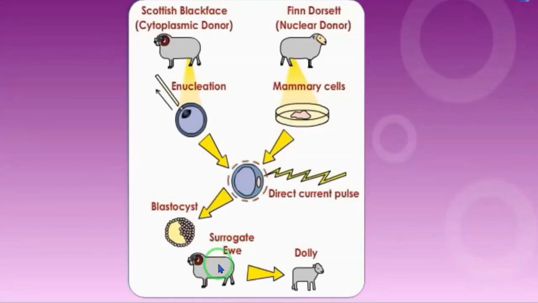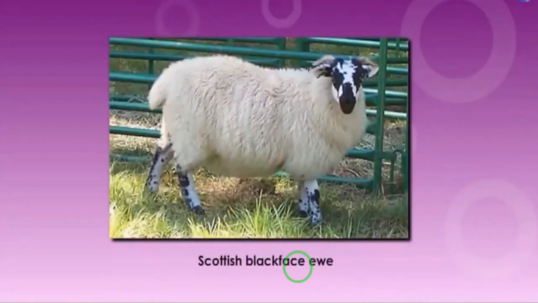Okay, children. So now development takes place inside the sheep. So at last Dolly was born. Dolly was a cloned sheep. Healthy Dolly was born. Have you got it, children? Understand? So this is the development of Dolly. The scientists produced Dolly, who was given birth by the Scottish Blackface ewe.